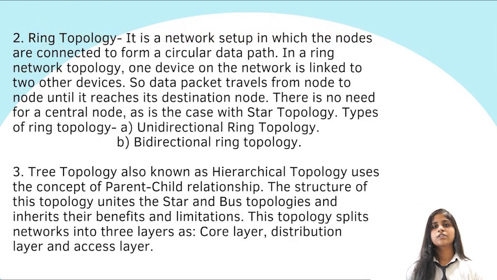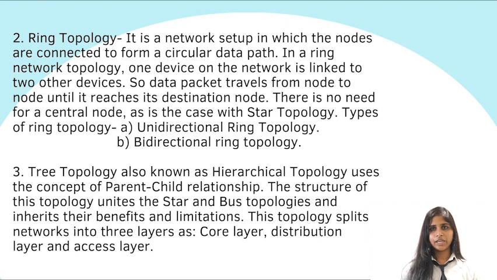Coming to the next one, that is ring topology. It is a network setup in which the nodes are connected to form a circular data path. In a ring network topology, one device on the network is linked to 2 other devices. A data packet travels from node to node until it reaches its destination node. There is no need for a central node, as is the case with star topology. Now we will see some types of ring topology. We have unidirectional ring topology and second is bidirectional ring topology.